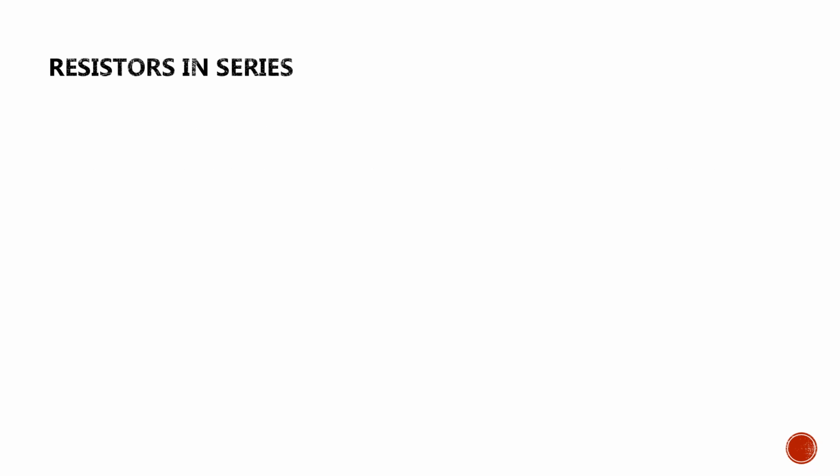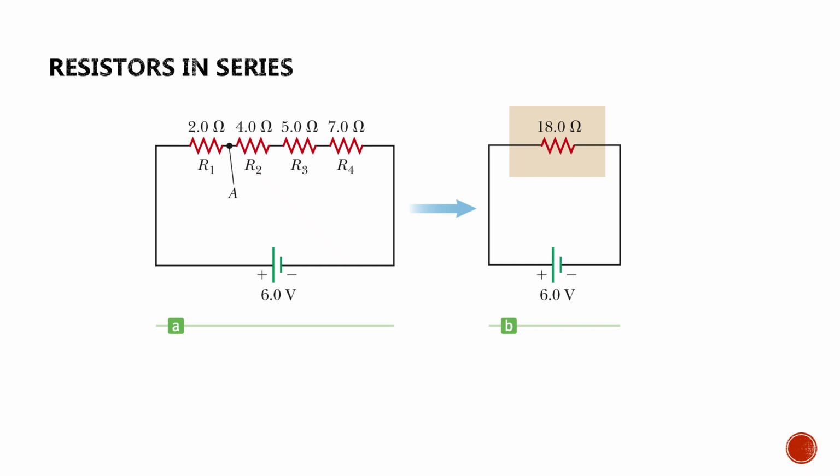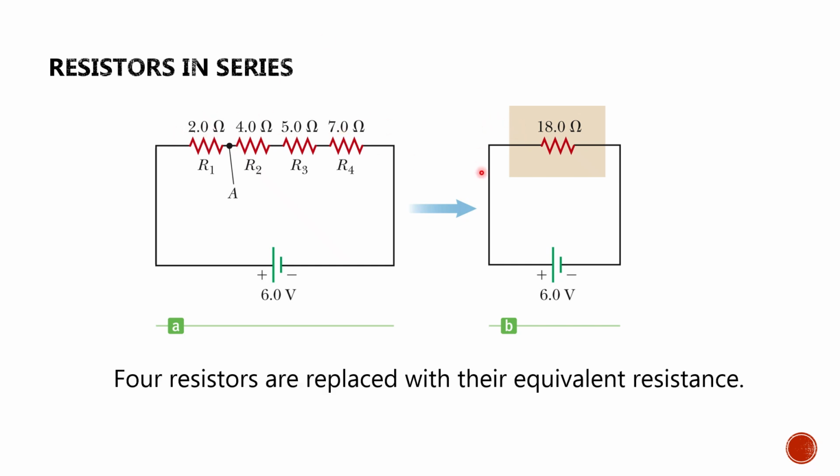So here's another example of a circuit diagram showing resistors connected in series. For the overall or equivalent resistance, we just add all these values. So 2 plus 4 plus 5 plus 7 is equal to 18 ohms.